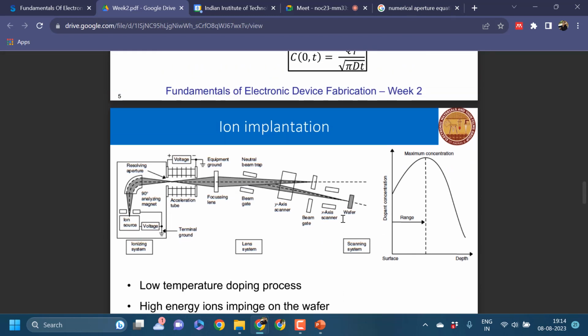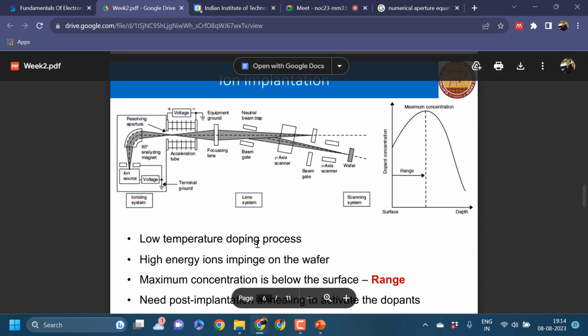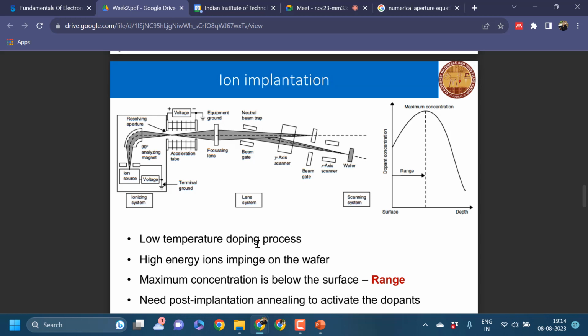So another question is, what are a few advantages of ion implantation over thermal diffusion? These are some kind of descriptive questions that may be asked. If you see here itself, you'll be able to understand the advantages of ion implantation over thermal diffusion. The process can be done at low temperature. Yeah, that is one advantage.